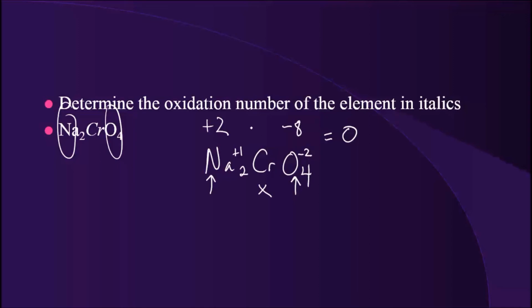Okay, this chromium must balance everything out. So, 2 plus x, 2 plus what, minus 8 equals 0. Plus 6. Do you have to have a plus? Yes, you do. Just like you have to have a minus, if it's a minus. Any questions?